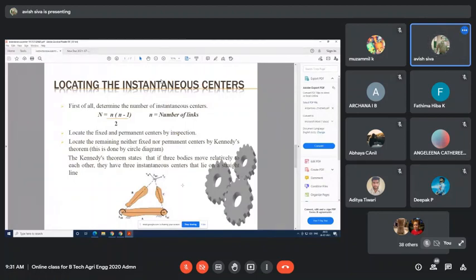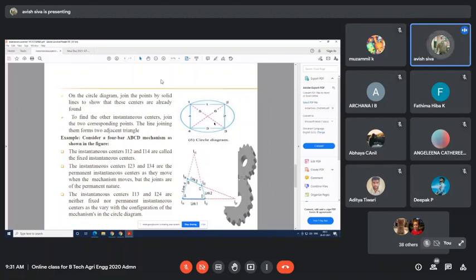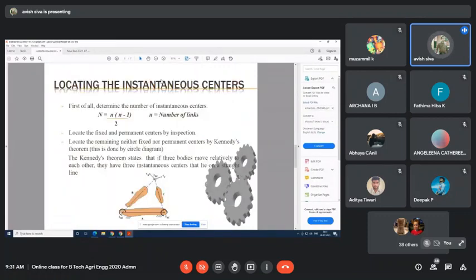So in a 4-bar mechanism, the total number of instantaneous centers: small n is equal to 4. Substitute n = 4. You will get 4 into (4 minus 1), that is 4 into 3 divided by 2. 12 by 2 is equal to 6. That is how we studied the fixed, permanent, and neither fixed nor permanent instantaneous centers. Altogether 6 instantaneous centers are there, which you calculated from this equation.